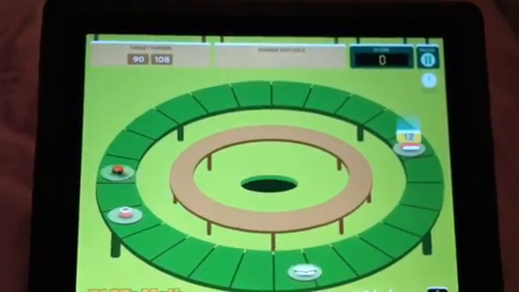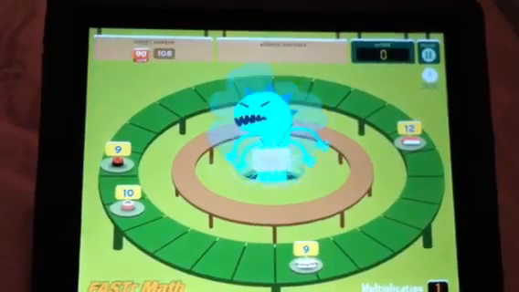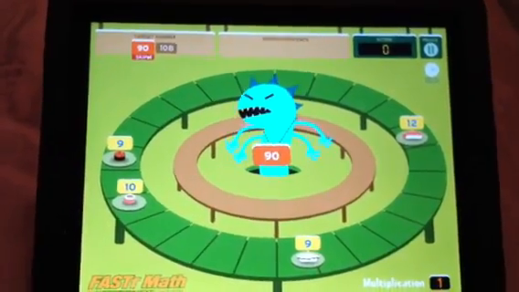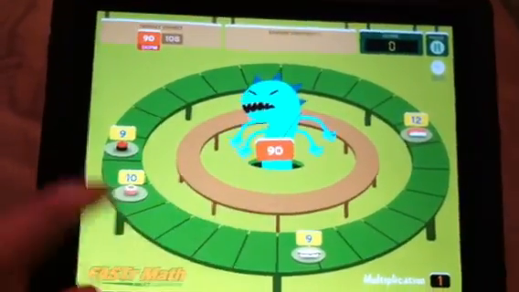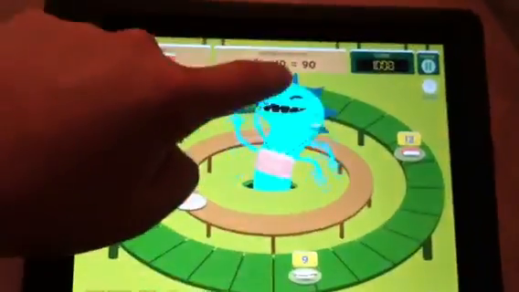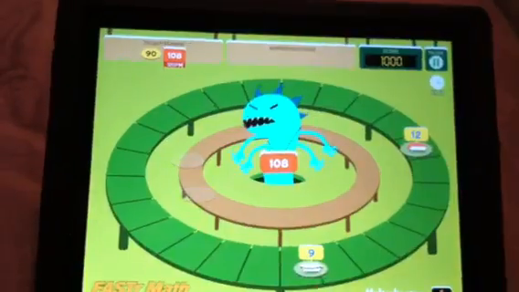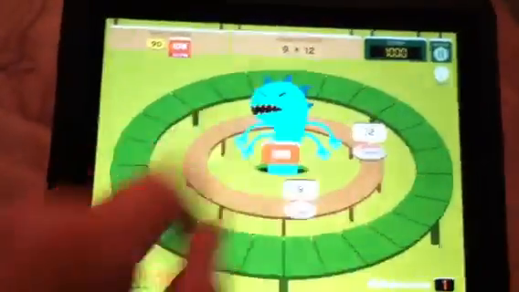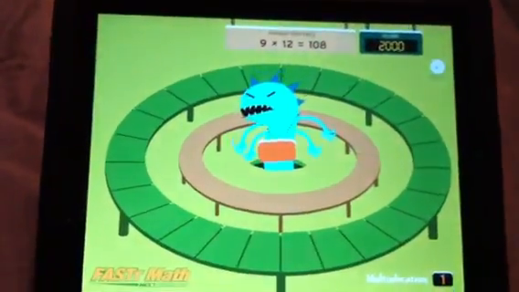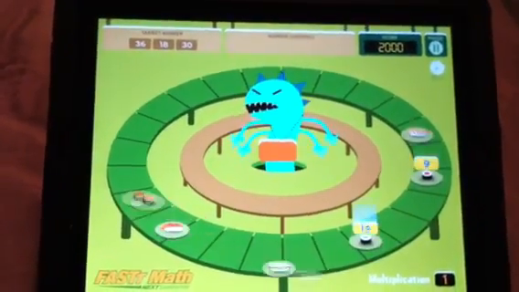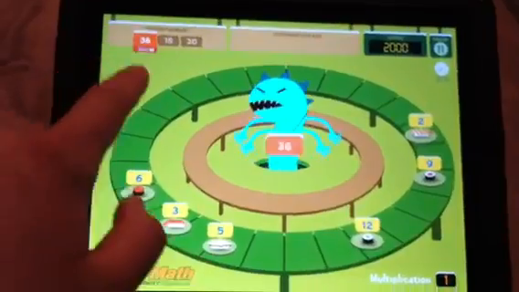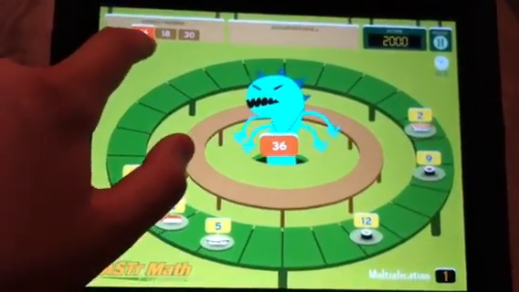Now it's all the same pace. First one, 9 times what equals 90. We look up here, target number. And it's also here, 9 times 10 equals 90. Now, 9 times 12 equals 108. And some of these may be tricky, and it does give the students the option. If they don't know it, they can skip it and press skip right here.